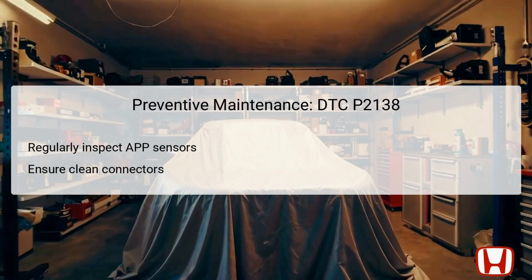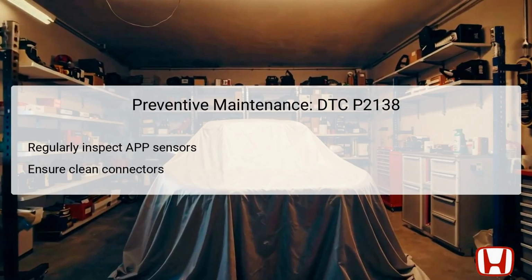To prevent future occurrences of DTC P2138, regular maintenance is essential. Technicians should routinely inspect the APP sensors as part of scheduled vehicle checkups, ensuring they are clean and free from debris or corrosion. Additionally, securing all electrical connector points is crucial, as dirt and moisture can lead to poor connections that might cause wiring shorts or signal failures. Regular maintenance checks can significantly reduce the risk of unexpected malfunctions, ultimately extending the lifespan of the components and enhancing vehicle reliability.